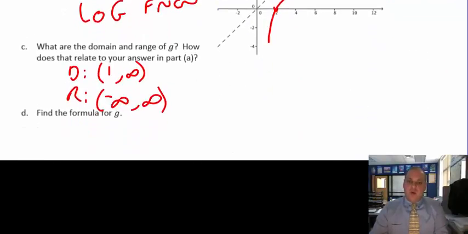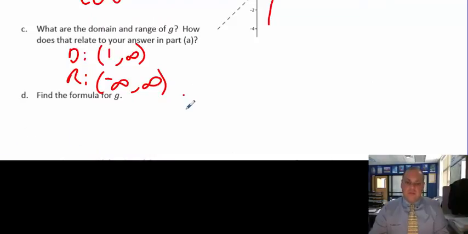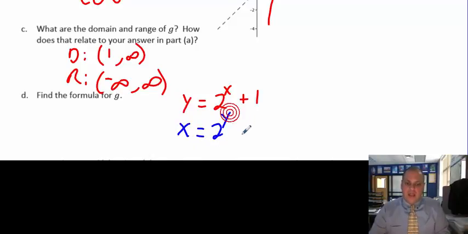Find a formula for g. So we're just going to take y equals 2 to the x plus 1. That was our original. So now we're going to change colors and make it x equals 2 to the y plus 1. Subtract our 1 over. We get x minus 1 equals 2 to the y.